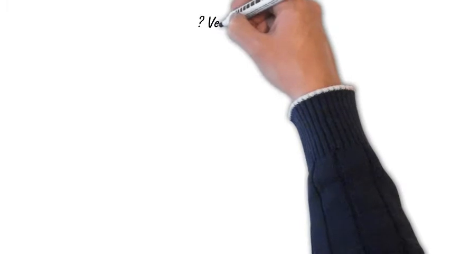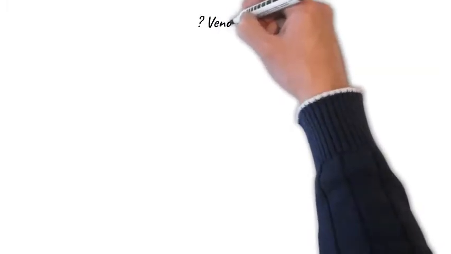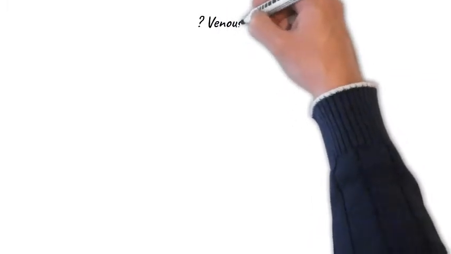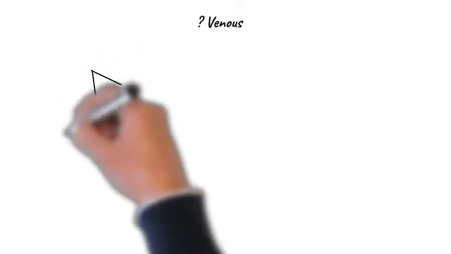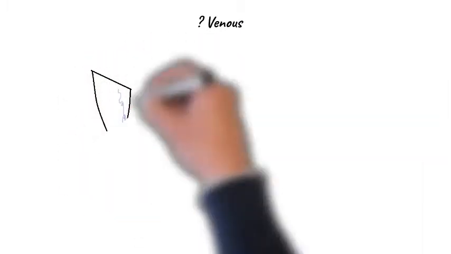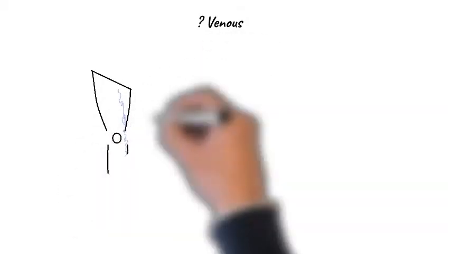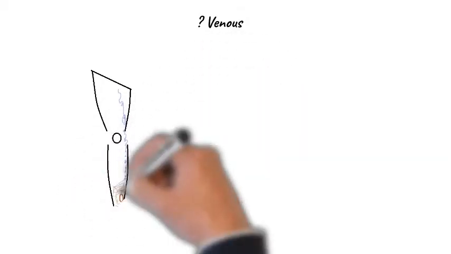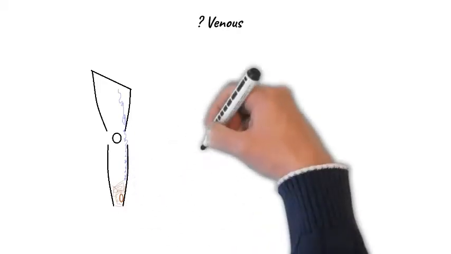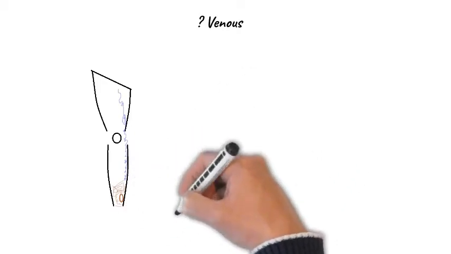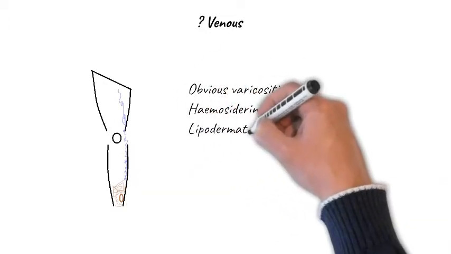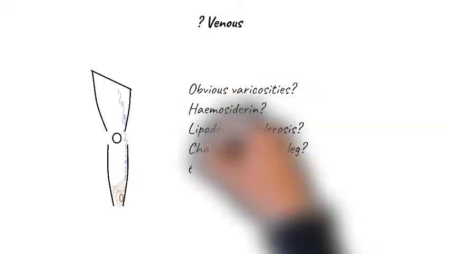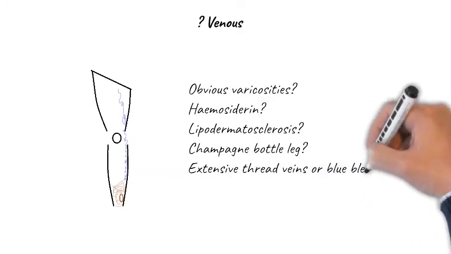Features which will support a diagnosis of a venous ulcer are location over the medial malleolus, sitting in a sea of brown skin due to hemosiderin deposition, maybe with a champagne bottle leg due to lipodermatosclerosis, and obvious varicose veins running down the medial side of the leg or the posterolateral calf. A few patients may not have much to see by way of obvious varicosities, but they will have very extensive thread veins or blue blebbing, particularly around the ankle and the foot.